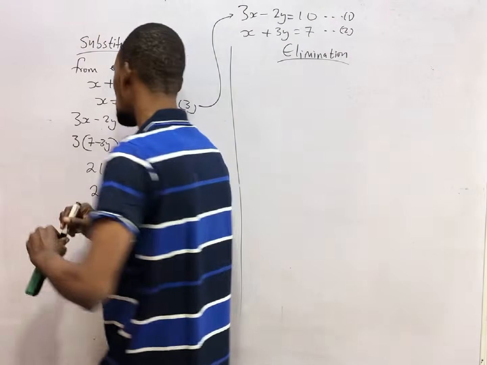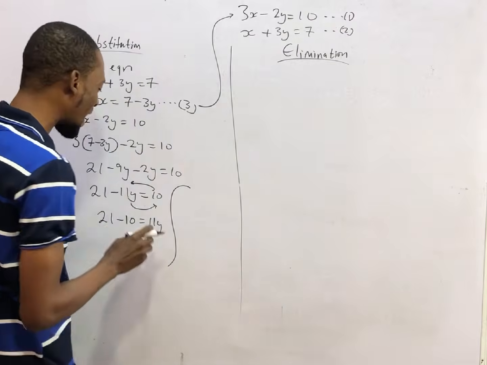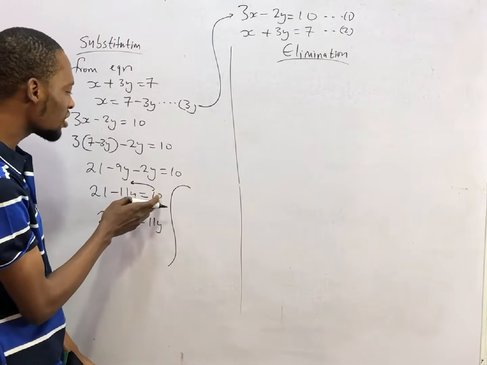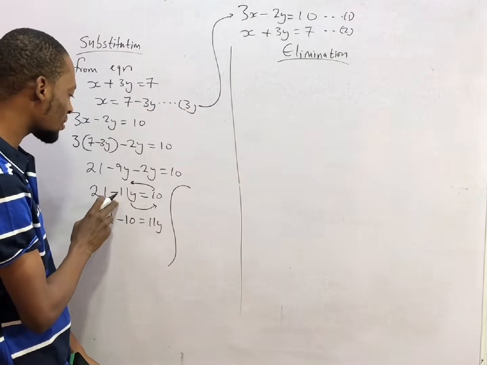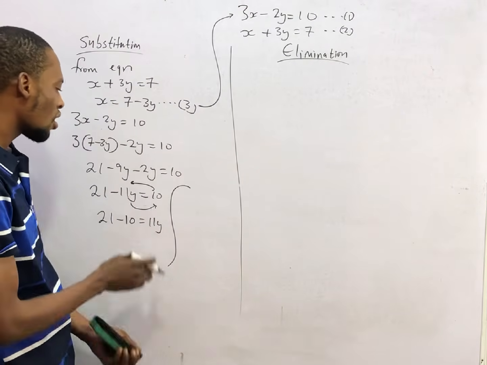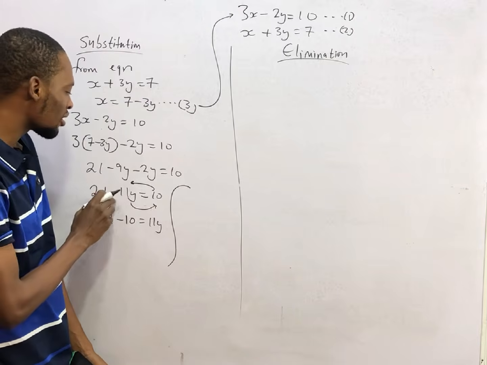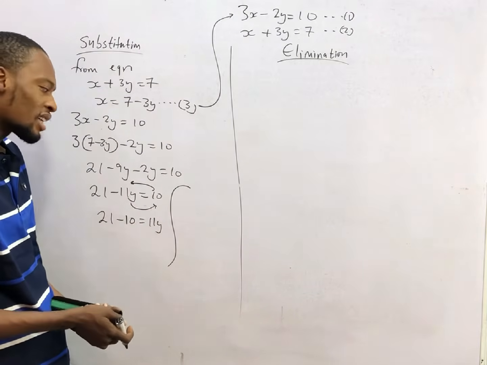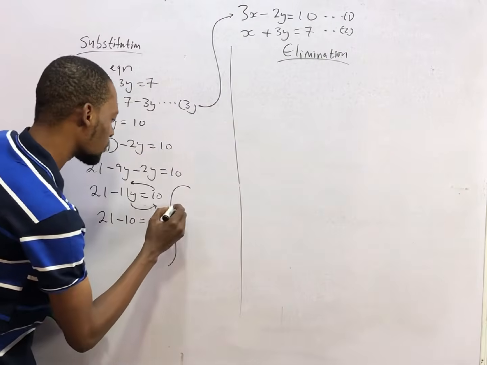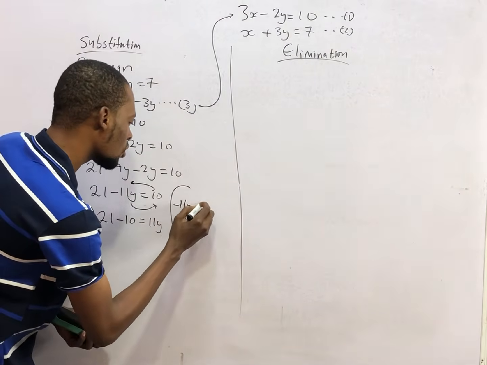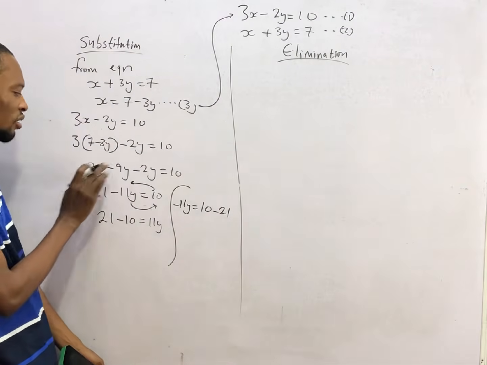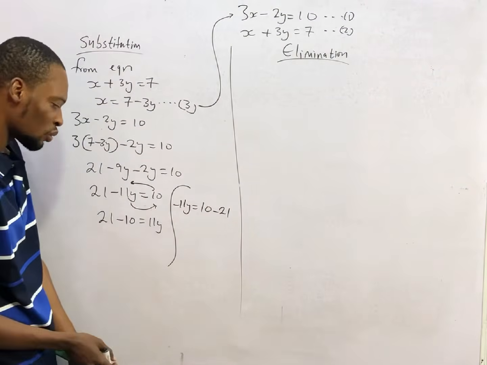Now, somebody may be asking, why did you not take minus 11y to the other side? Or why did you not bring 10 to this side? Or why did you not take 21 to the other side to meet 10? Well, we can as well do that. That will be minus 11y equals 10 minus 21, because as positive 21 crosses to the other side, it becomes minus 21.